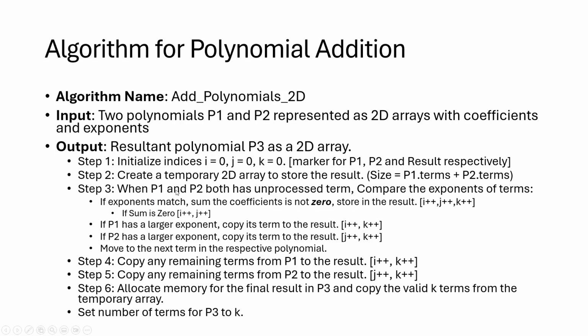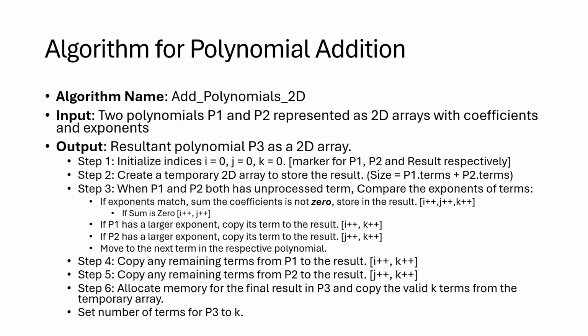So first of all, we have to create one 2D array. Okay, so this is my auxiliary space. What should the size be? Size should be P1.terms plus P2.terms. Now we will write one while loop. What is the terminating condition?